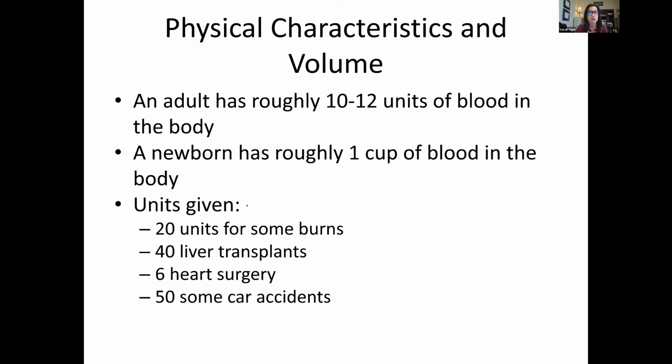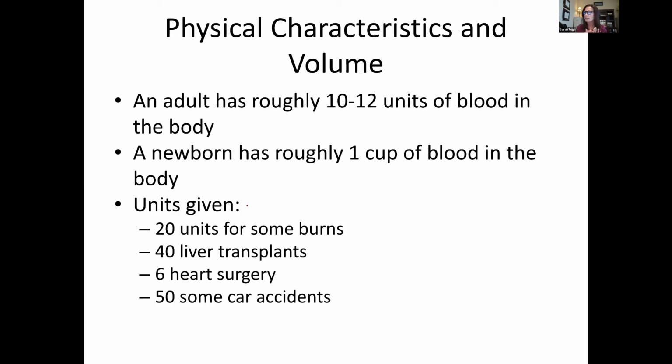Now, you probably have heard of people having traumatic accidents or even having surgery and having to have blood put back in. And a lot of times, I just told you we have 10 to 12 units of blood. Depending on the surgery or depending on how much blood you are losing, you may have to have more than 10 to 12 units of blood put back in your body. Some examples would be burn patients. If you have a 3rd-degree burn over a majority of your body, you may have to be given a pretty ample supply of blood, up to 20 units of blood. Your liver holds a tremendous amount of blood. So when patients have liver transplants, they're given upwards of 40 units of blood.